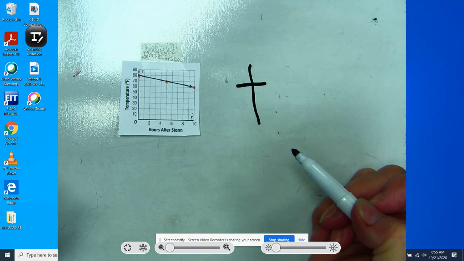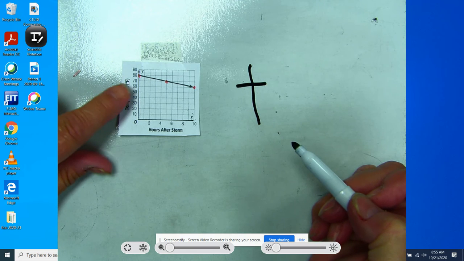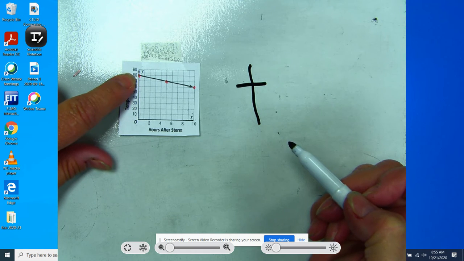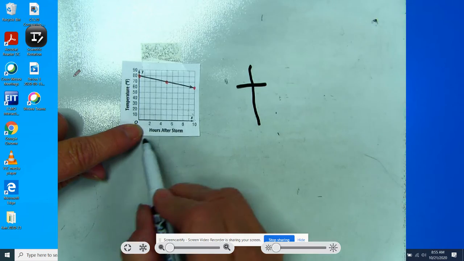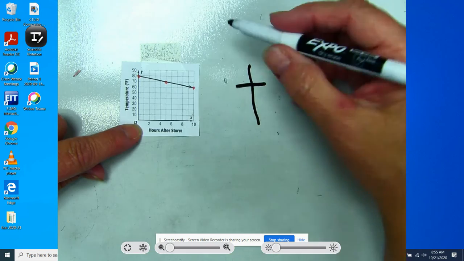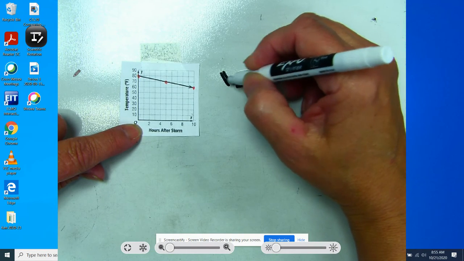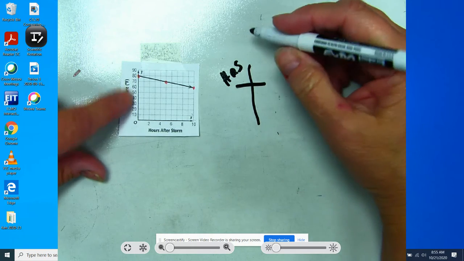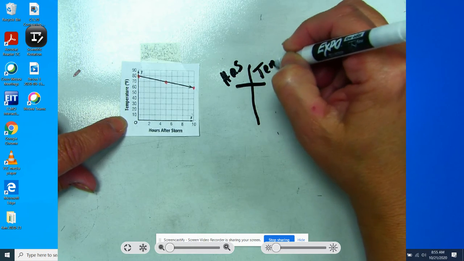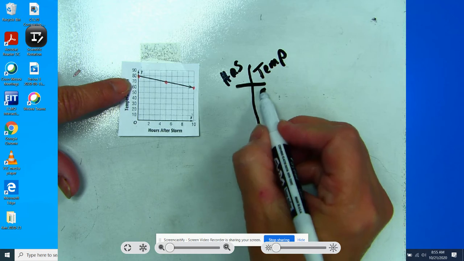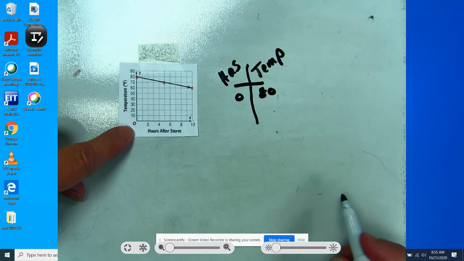Right now, I'm not going to tell you how to figure it out. We're going to do it by a table. So our first point right here, we're going to make the horizontal be the x. So this is going to be hours, and this is going to be temperature. The temperature is 80 degrees after 0 hours.